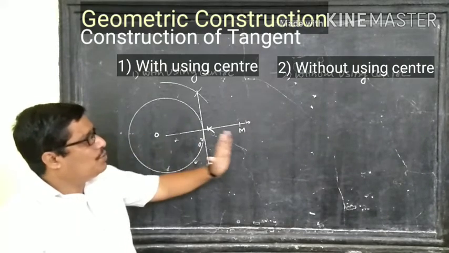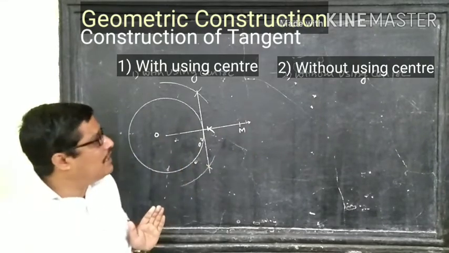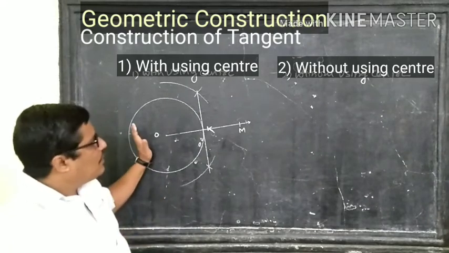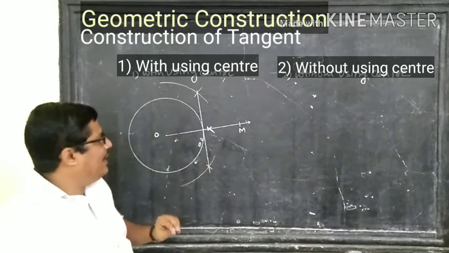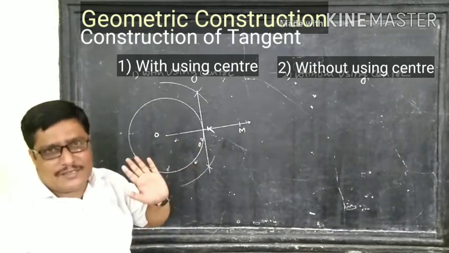Now we are going to see the other construction, that is without using the center. Now here the examples will vary with respect to radius.